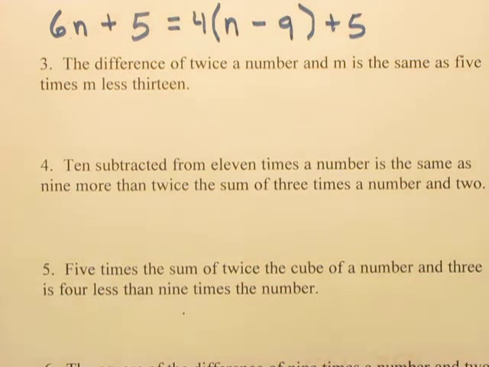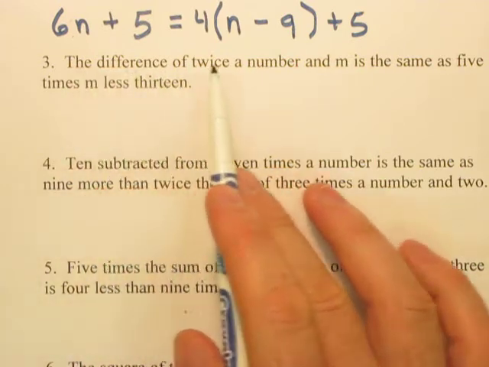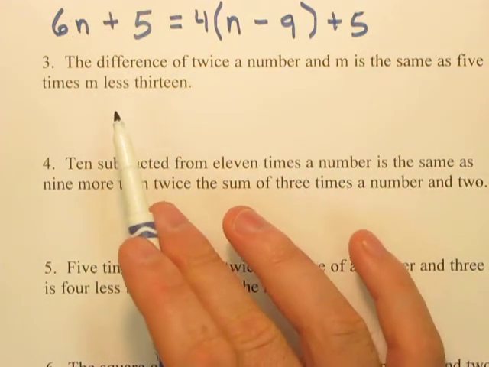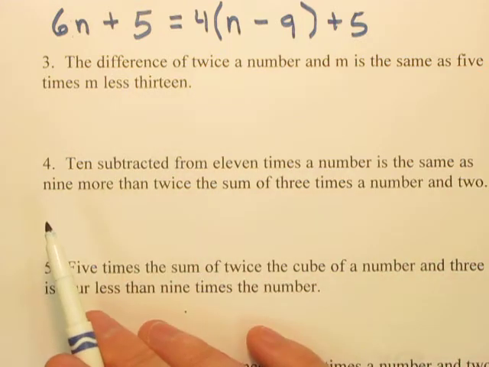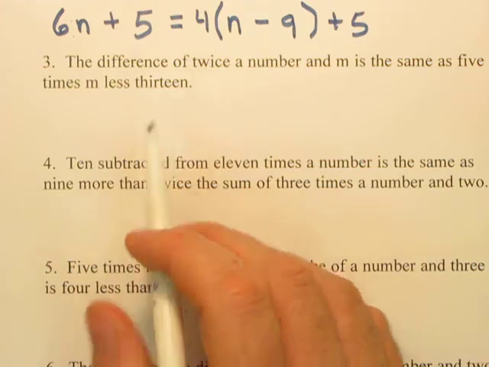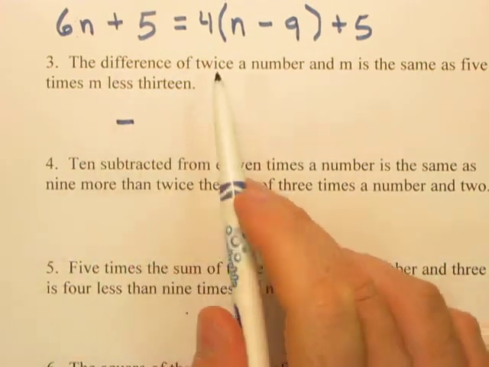We continue with our translations. Number 3. The difference of twice a number and m is the same as 5 times m less 13. We look at the first part. The difference tells me I want to subtract something, and I'm looking for both parts here.